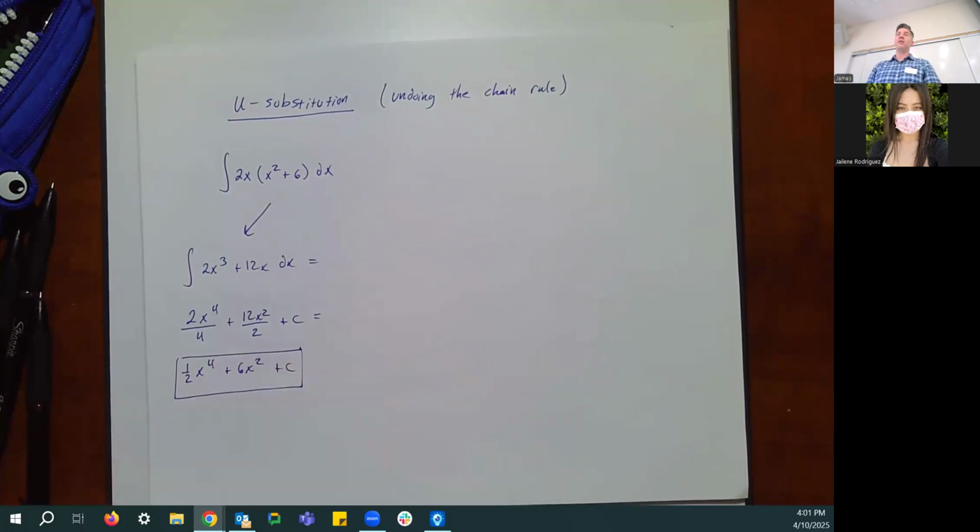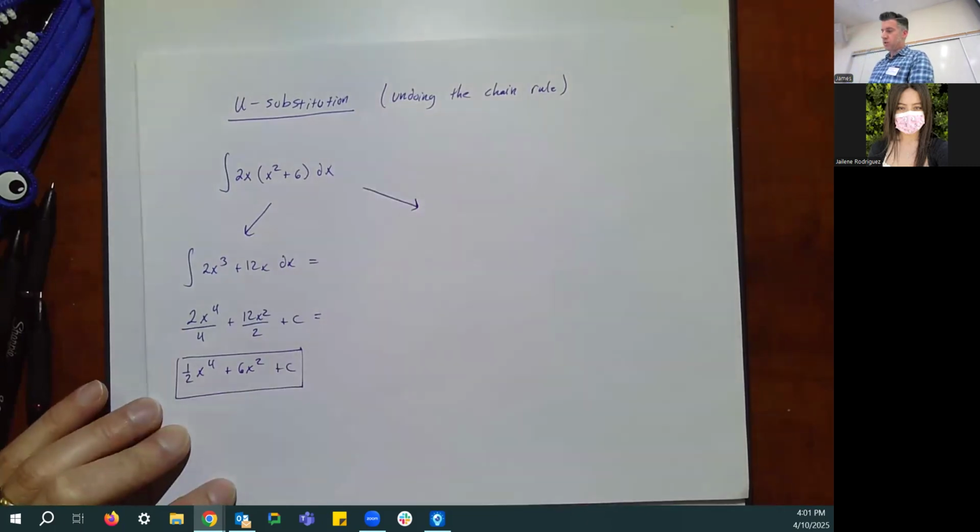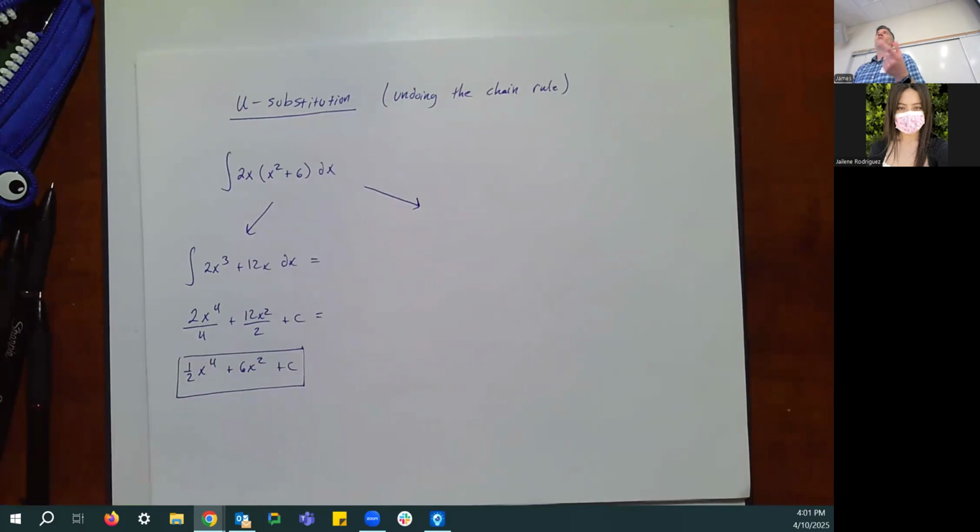But a lot of the times it's not going to be that easy to multiply out or impossible to multiply out. You might have something like 2x times x squared plus 6 to the 1,000th power, or 2x times the square root of x squared plus 6, which you can't multiply out. So the idea here is to think about what part of this integral, if you took its derivative, would look like another part. So what can we pick so that if we took its derivative, we would also have that.